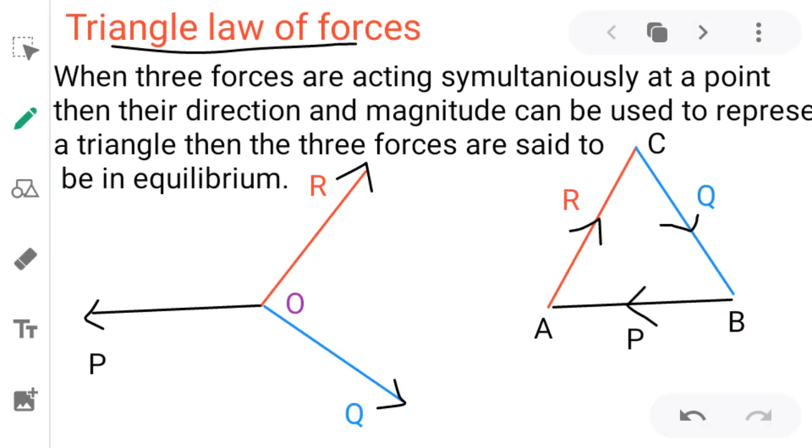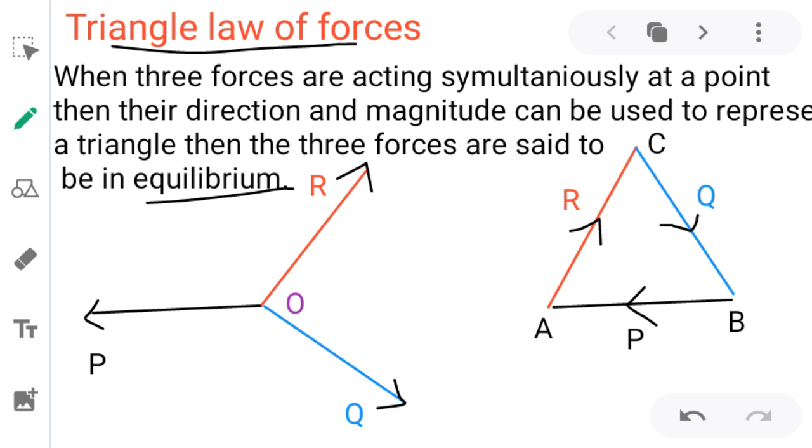When three forces are acting at a point simultaneously, their direction and magnitude can be used to represent a triangle when the three forces are said to be in equilibrium. Equilibrium means the resultant of these three forces applied at O is zero. That is, the horizontal components, vertical components, and moment of the object at O are zero. Hence, these forces are called equilibrium forces. We just replace these forces with the sides of a triangle.